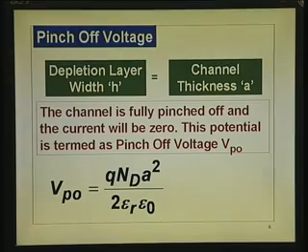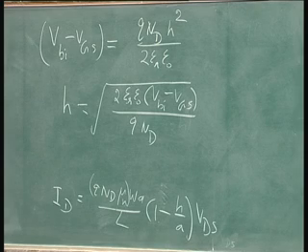Okay. Now, that means you can write, instead of H is proportional to square root of V b I minus V g s, A is proportional to square root of V p 0.